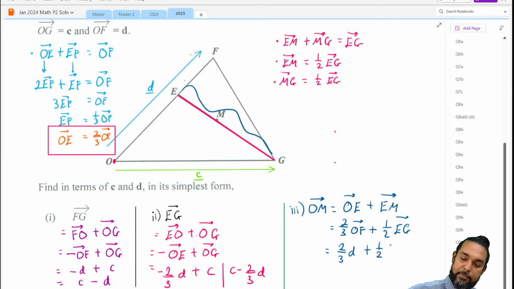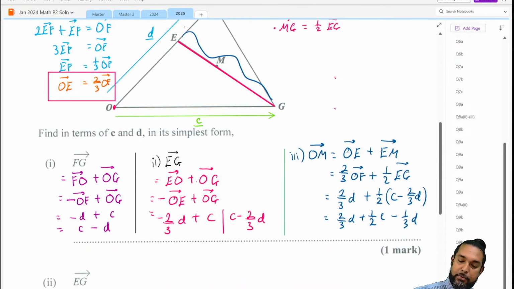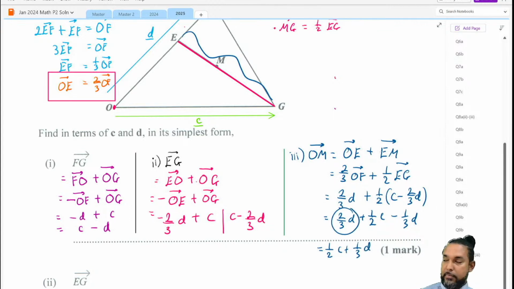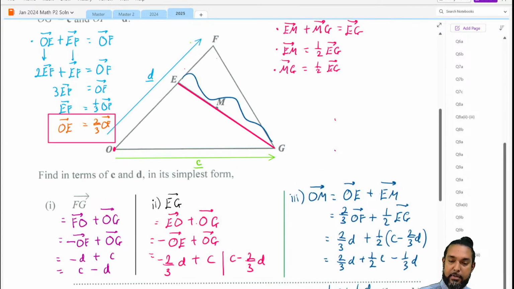Plus a half of C minus 2/3 of D. So that's equal to 2/3 of D plus 1/2 of C, and then a half of 2/3 is 1/3. So the final answer here is 1/2 of C plus 1/3 of D, because 2/3 minus 1/3 is 1/3. Okay, so this one wasn't so bad.